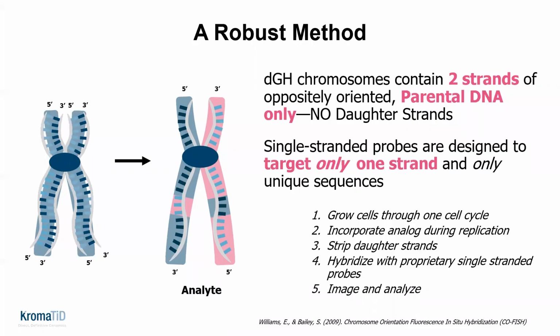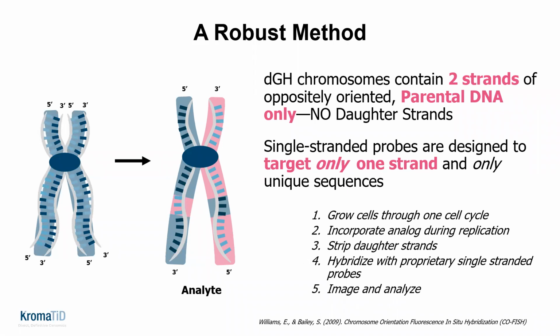Okay, so a quick overview of how DGH works before showing some applications data. With DGH, we analyze single-strand DNA with single-strand fluorescently labeled oligonucleotides. We design the oligos to be complementary only to unique target sequence, and our probes are pools of these labeled oligos. We do a sample preparation that results in metaphases comprised of 2 oppositely oriented parent DNA strands.